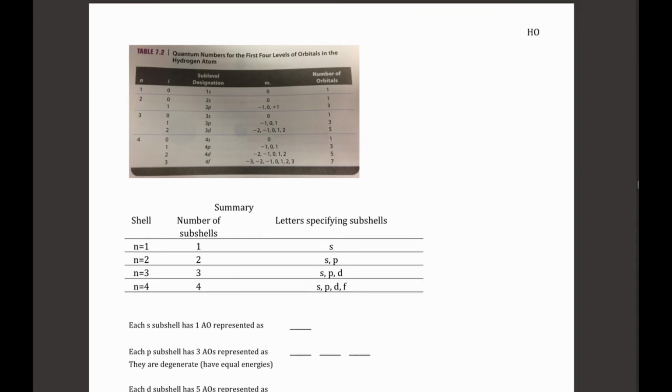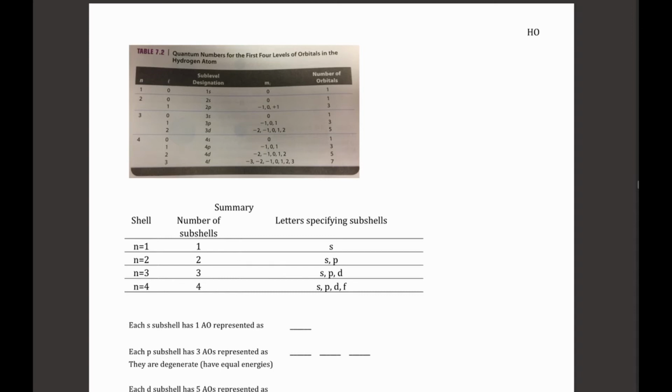Look at the table 7.2. So we have what we just went over in the table below. N equals 1, L equals 0. The designation for that atomic orbital is 1s. 1 for N and then S for L in terms of letter. M sub L can only be 0. There's only one orbital there.